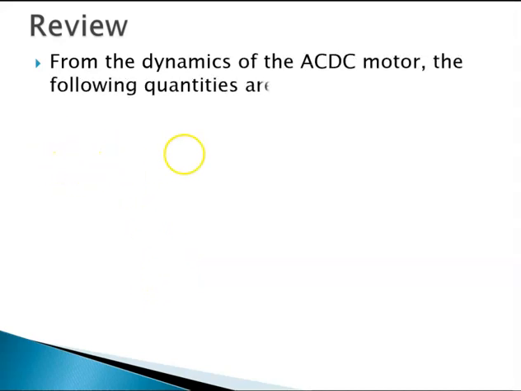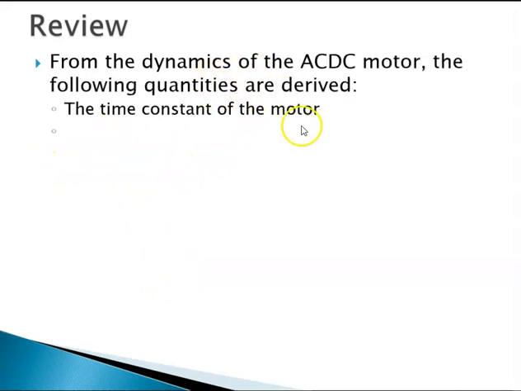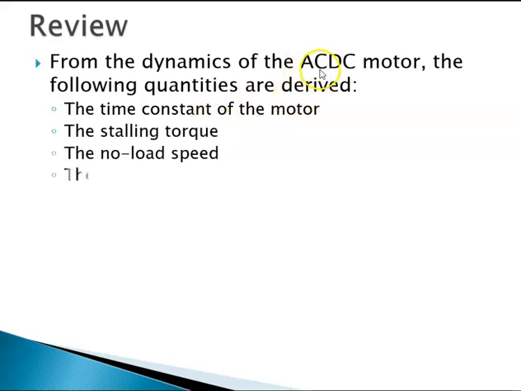We have seen in the previous class how the dynamic equations for each section of an armature controlled DC servo motor can be written, and a few quantities such as the time constant of the motor, the stalling torque, the no load speed, the rated speed, and the rated torque can be derived. We have seen that this rated speed and rated torque refer to the steady state speed and steady state torque such that the motor develops maximum power.